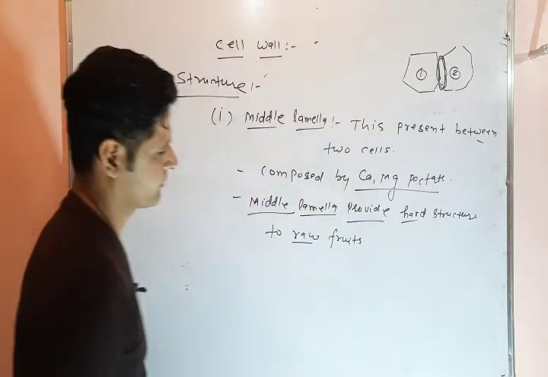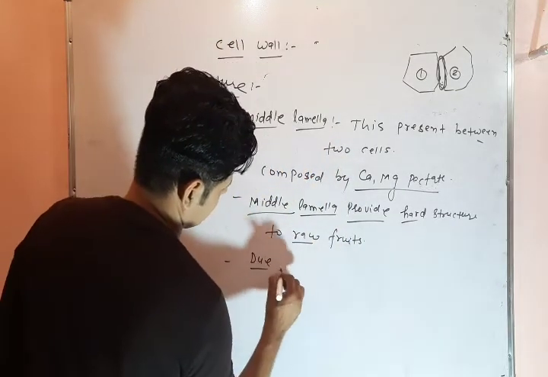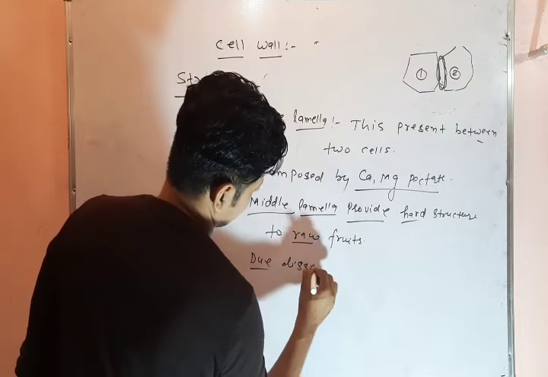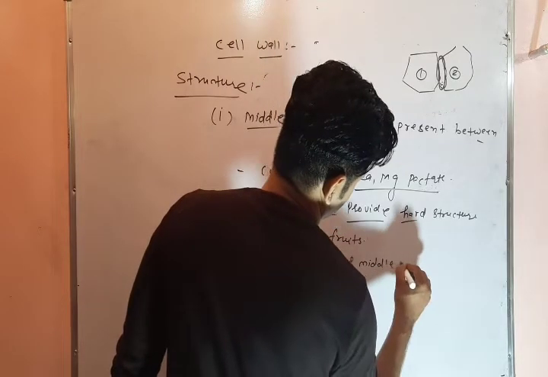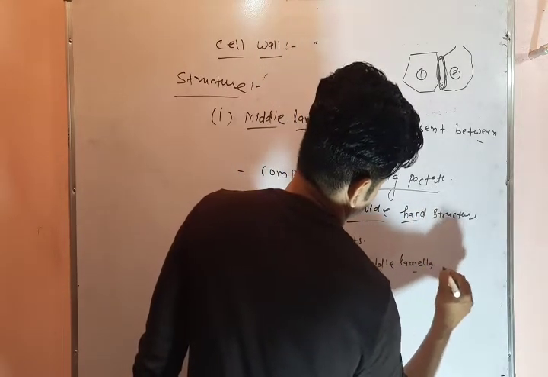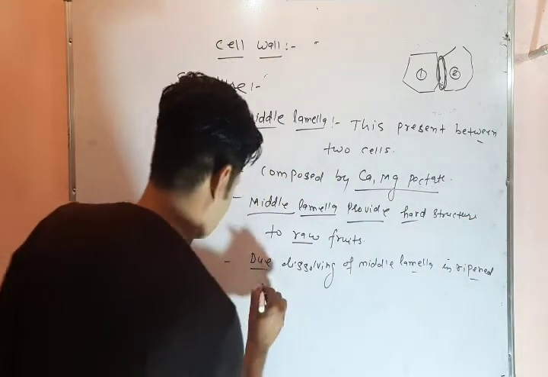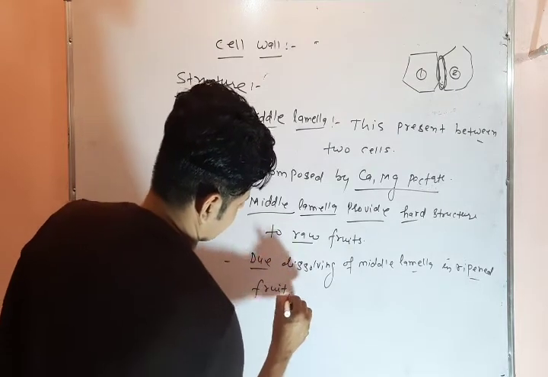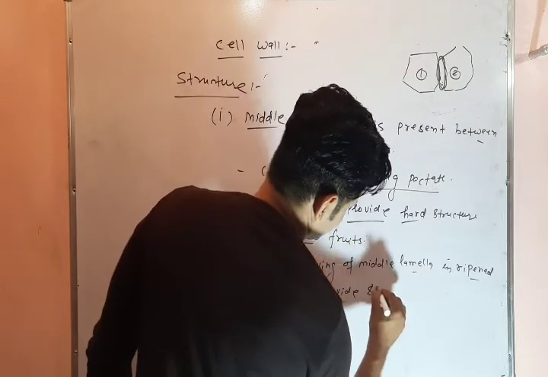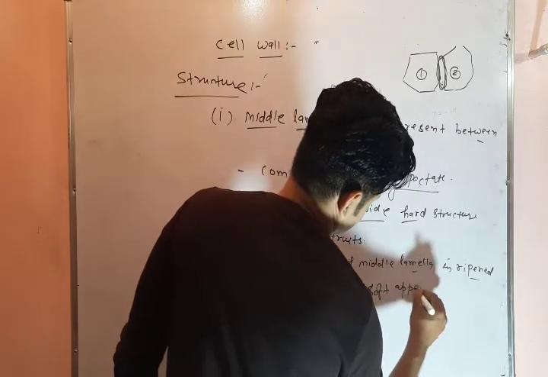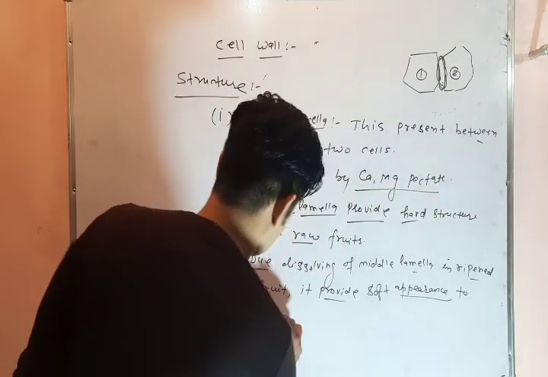Okay, you got it. After ripening of fruits, the middle lamella is dissolved, and due to the dissolving of the middle lamella in ripened fruit, it provides a soft appearance to ripened fruits.